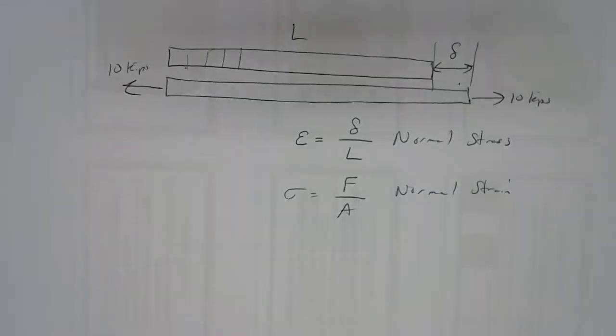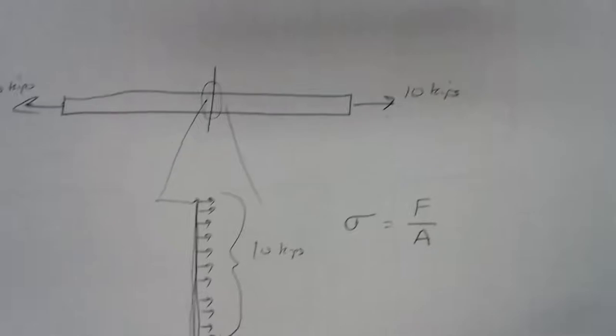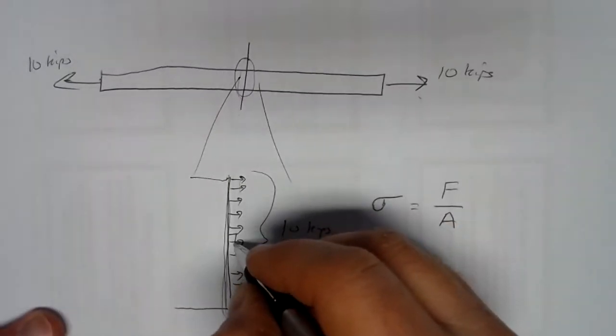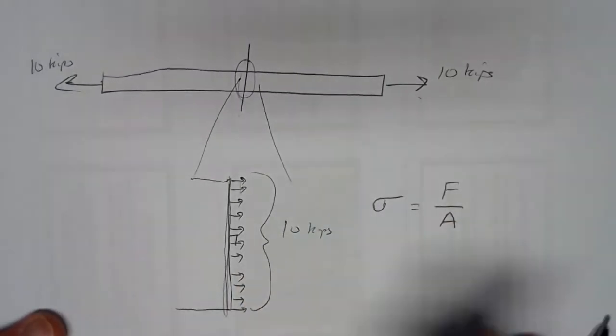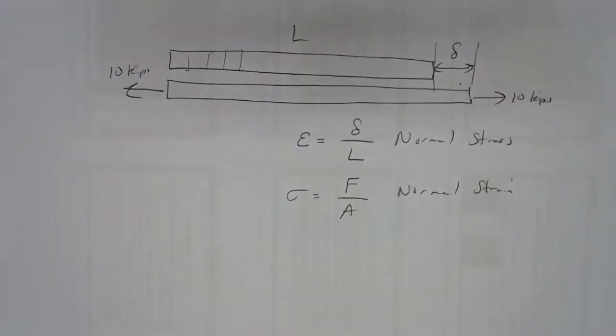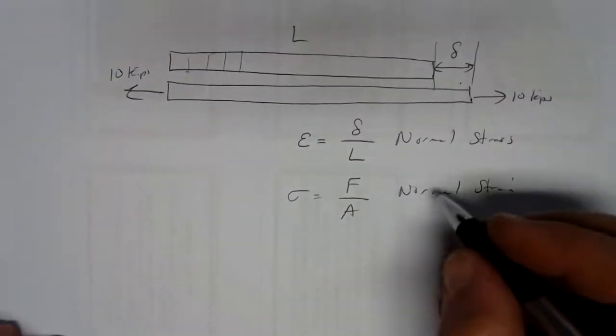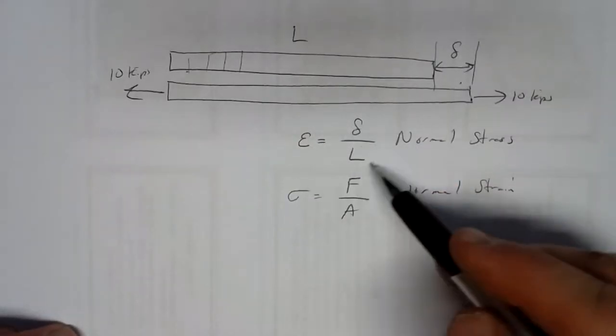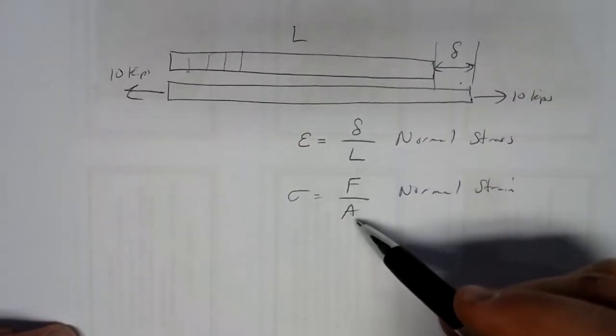So any problems that come up involving normal forces, forces perpendicular to the surface, and that's exactly what we've got here. We have a set of forces perpendicular at 90 degrees to the surface. That's what normal stresses cover. Any problem involving normal stresses or normal strain can be figured out typically by these basic equations.